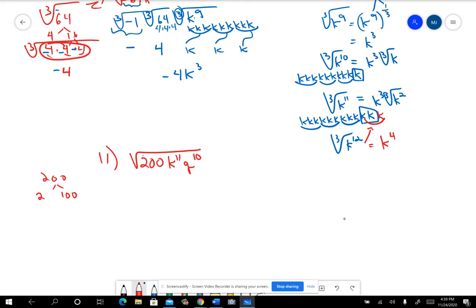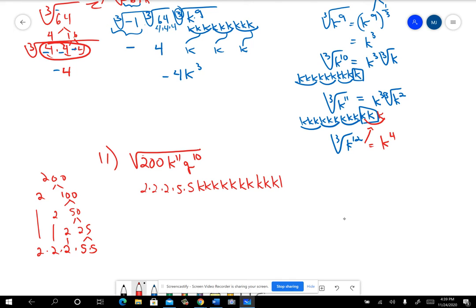And you could go all the way to prime factorizations. You finally get it down to being 3 2s and 2 5s. So 200 is 2 times 2 times 2 times 5 times 5. You could think of the k's, 11 of them, and think of the q's, there's 10 of them. And when the numbers are too big to really draw out, just remember these examples and see if you can visualize what would happen. Really helps to picture this.